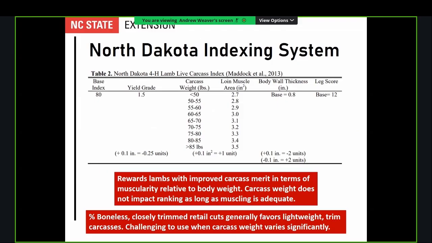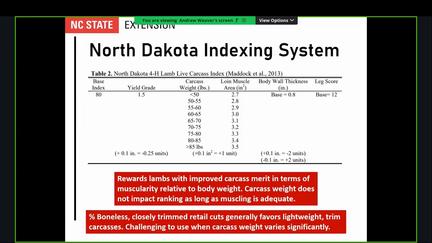That's where I have some concerns with the percent boneless, closely trimmed retail cuts equation, and it uses a lot of similar metrics. But generally speaking, that equation is going to favor lambs that are extremely lightweight, small carcasses, very trim, very lean. And so we talked about the issues with that associated with quality and eating experience.